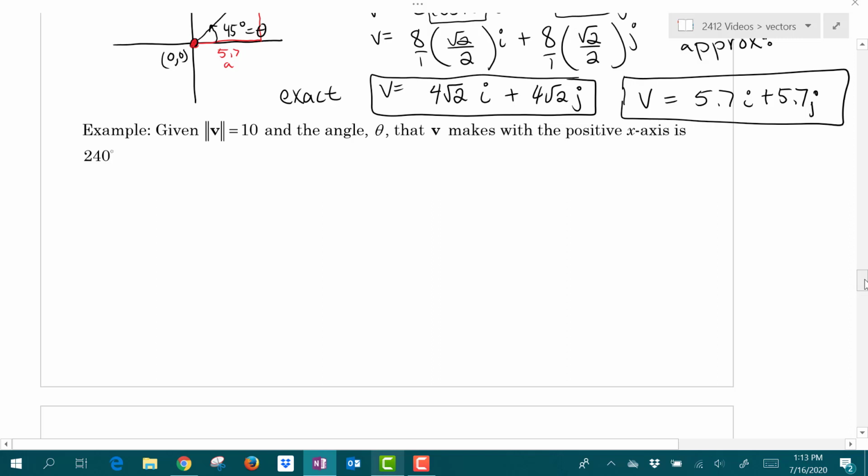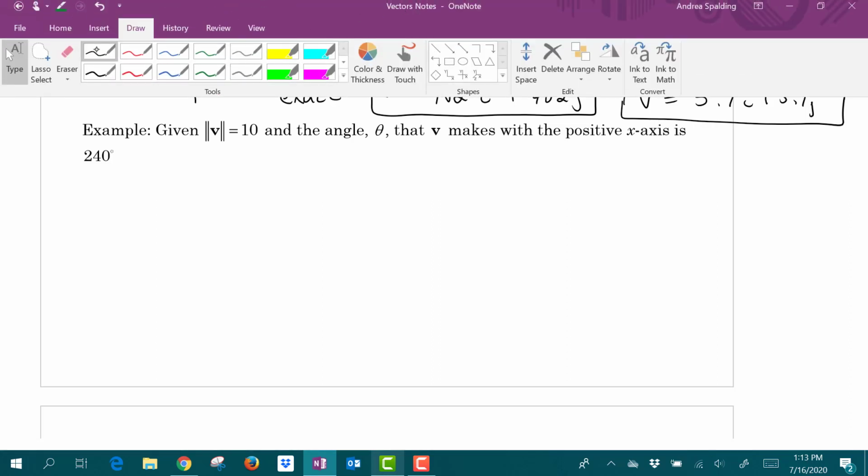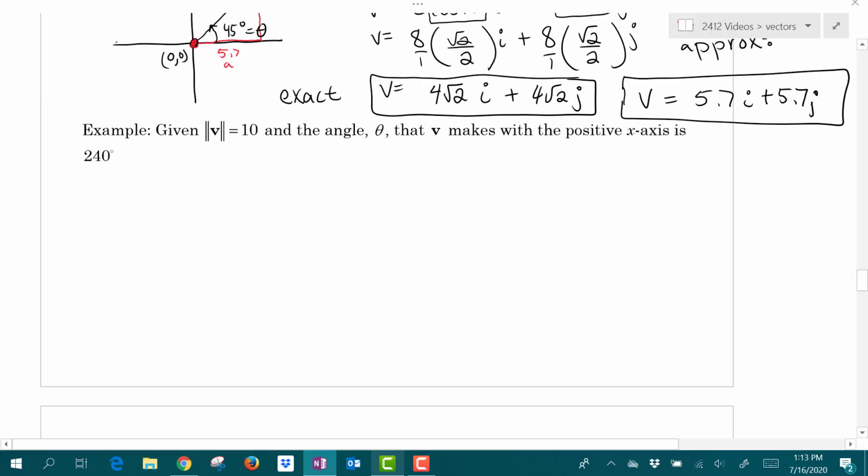Alright, let's look at another example. I recommend that for these you draw a picture and think about what quadrant your angle is in. So we're given that the magnitude of our vector is 10, and we're told that the angle is 240 degrees.